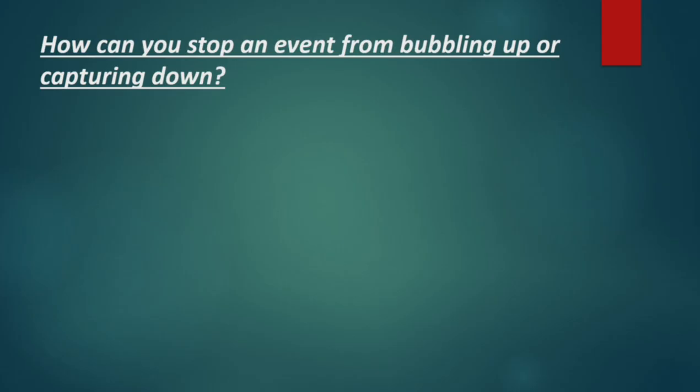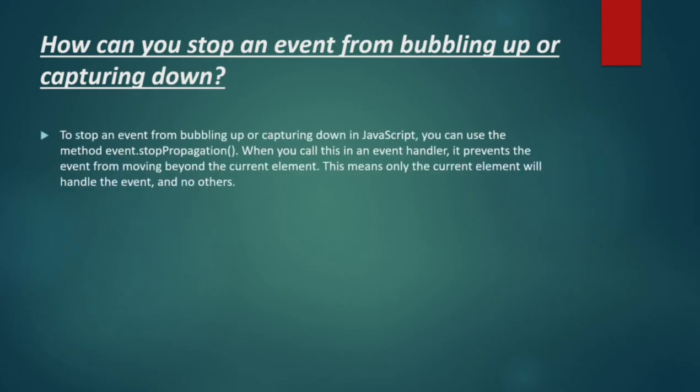Now move to the different question. How can you stop an event from bubbling up or capturing down? To stop an event from bubbling up or capturing down in JavaScript, we can use the event.stopPropagation method, which, when we call this in an event handler, prevents the event from moving beyond the current element. This means that only the current element will handle the event and no others.